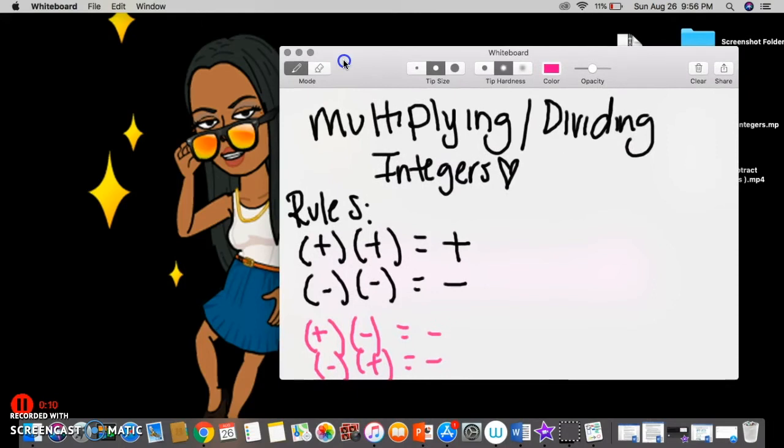Today I'll be showing you a video on multiplying and dividing integers. This time I'm going to try to make the video short, but I definitely want to get my point across and make sure that you understand.